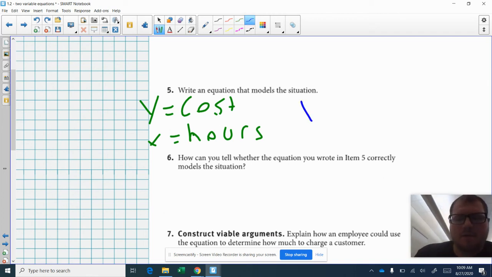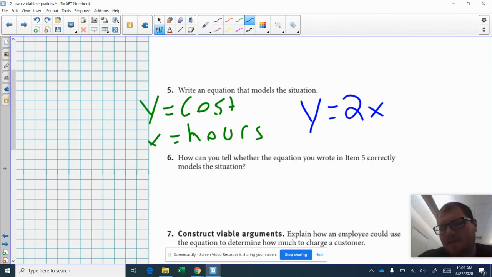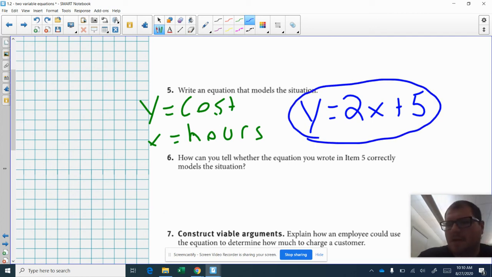For this problem, we're going to have the cost, which is y, equal to, well, how much does it cost per hour? Well, it's $2 per hour. So I'm going to write that as a 2x. But the last thing I can't forget is my flat fee. So y equals 2x plus 5. $5 is the flat fee, the number that's never changing. 2x is the cost per hour. And then y is the actual cost of the problem. Okay? And what we've done there is we've actually built an equation.